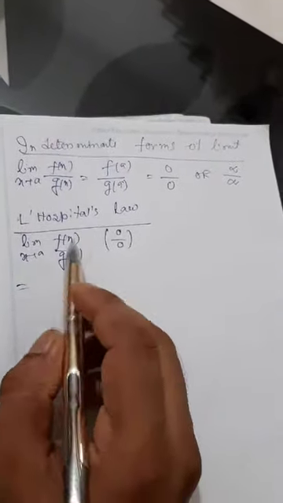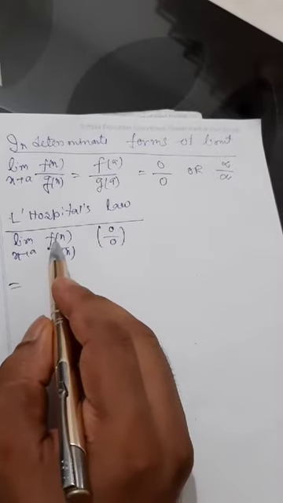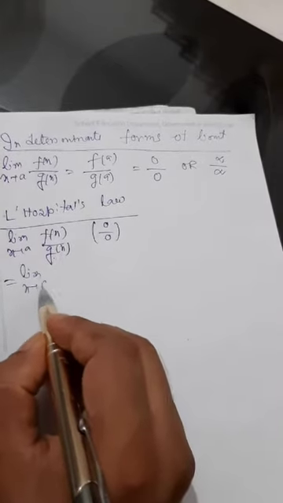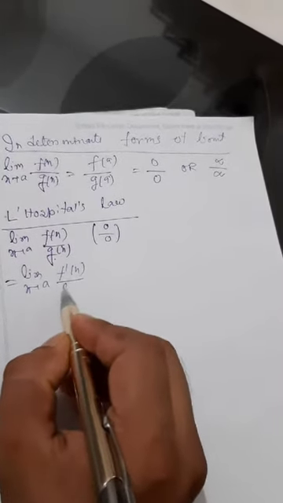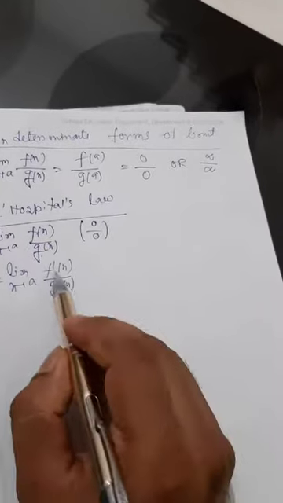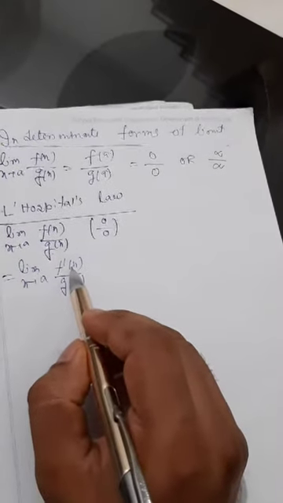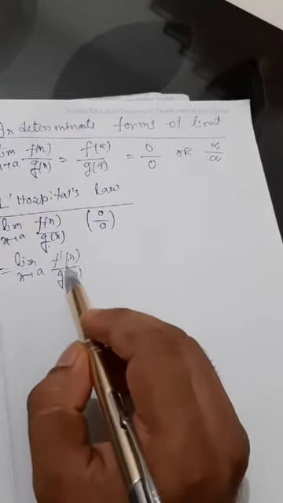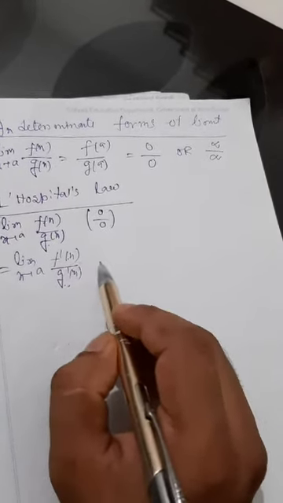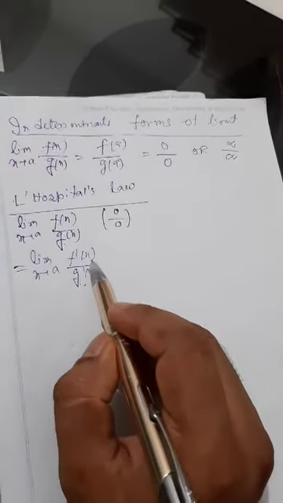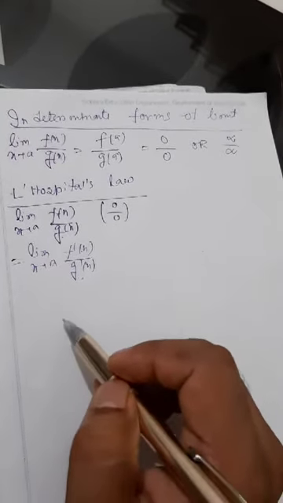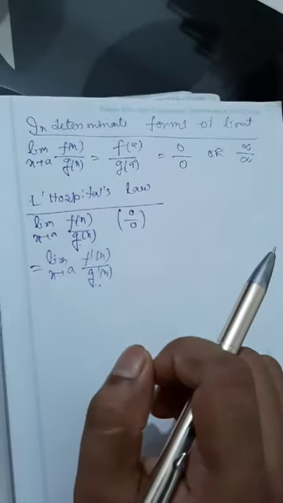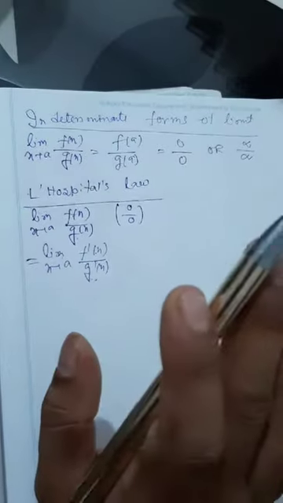Now L'Hospital's rule says that you just differentiate f(x) and g(x) separately in their places. That means it will become limit x tends to a, f dash x by g dash x, not by the u by v method. f(x) separately, g(x) separately. And if it becomes 0 by 0 by putting x equals to a here, then again repeat the process until it gives you a finite value. Then stop and put the value there.